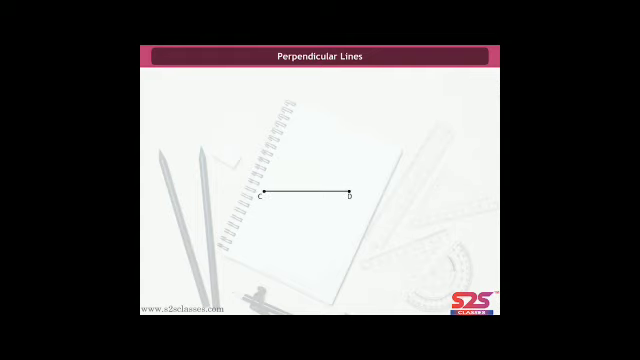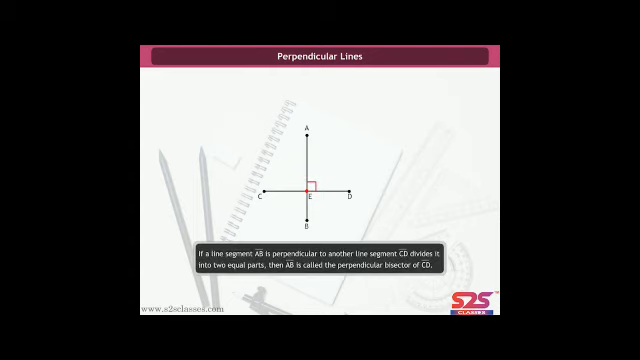Now consider a line segment CD. Mark the midpoint of CD as E. Now take a line segment AB which is perpendicular to CD and passes through E. This line segment AB bisects CD at E, which is the midpoint of CD. So we call AB the perpendicular bisector of CD. Hence, if a line segment AB is perpendicular to another line segment CD and divides it into two equal parts, then AB is called the perpendicular bisector of CD.